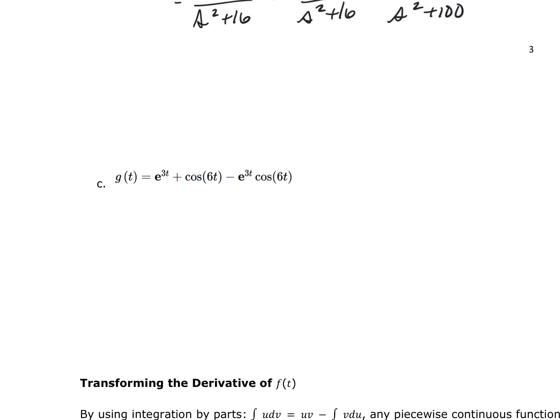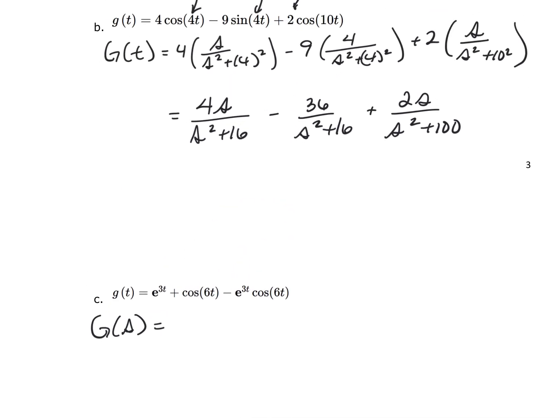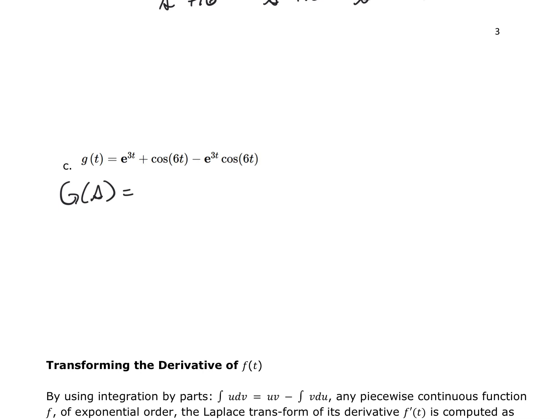Now let's take a look at my last example here. So capital G of t is equal to, I don't know why I keep wanting to say G of t. It's G of s, because I took something in a function of t, and I turned it into a function of s. First one's pretty straightforward. It's just 1 over s minus 3. Second one is a cosine, so we know that is going to be s over s squared plus 6 squared.